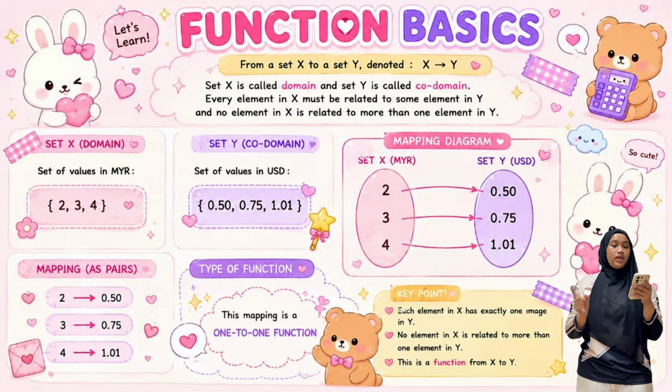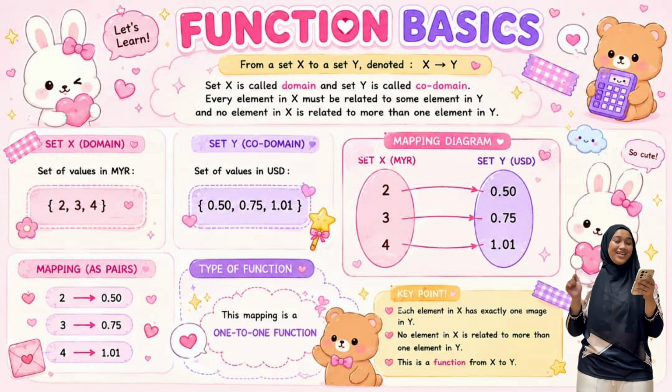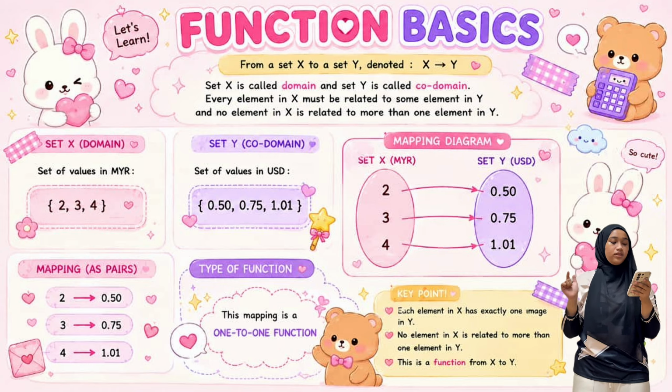For example, f(2) equal to 2 over 3.98 equal to 0.50 USD. f(3) equal to 3 over 3.98 equal to 0.75 USD. And the last one, f(4) equal to 4 over 3.98 equal to 1.01 USD.